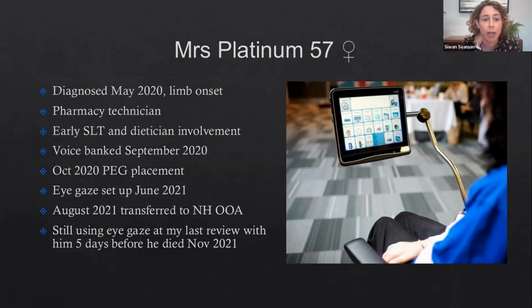She was admitted to hospital in August 2021 with a second chest infection in a few months, and transferred from there to a nursing home, which was actually out of our area, still within the network, but would have been our neighbouring clinic. She really struggled with the idea of getting to know new people at this stage. Because of the borderline between our area and that area, we did agree to keep her on our patient caseload. And she was still using her eye gaze. I reviewed her at the nursing home 5 days before she died, and she was still using it at that point.